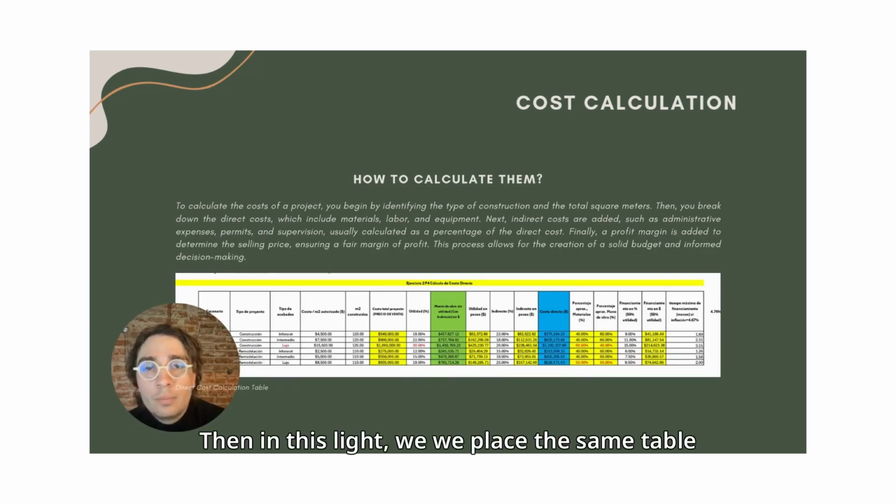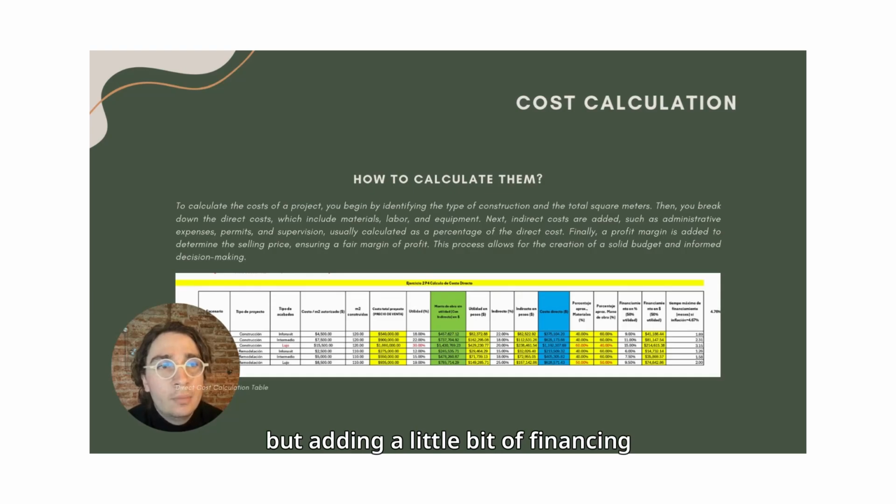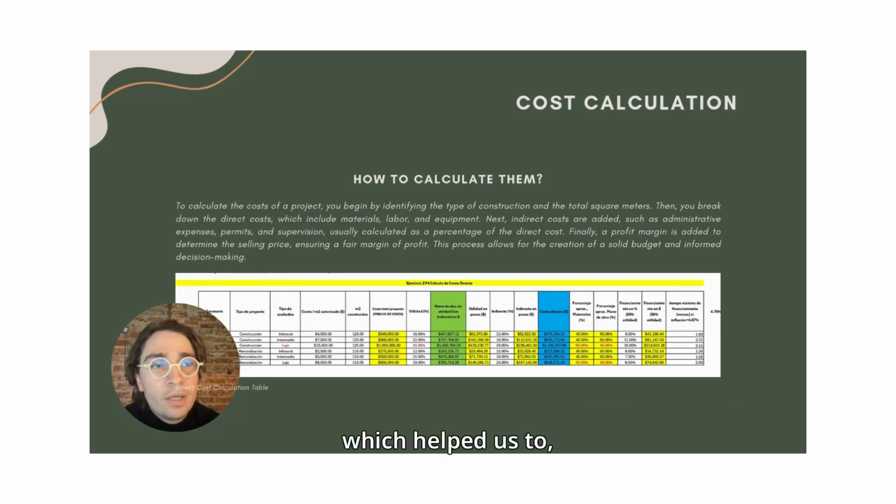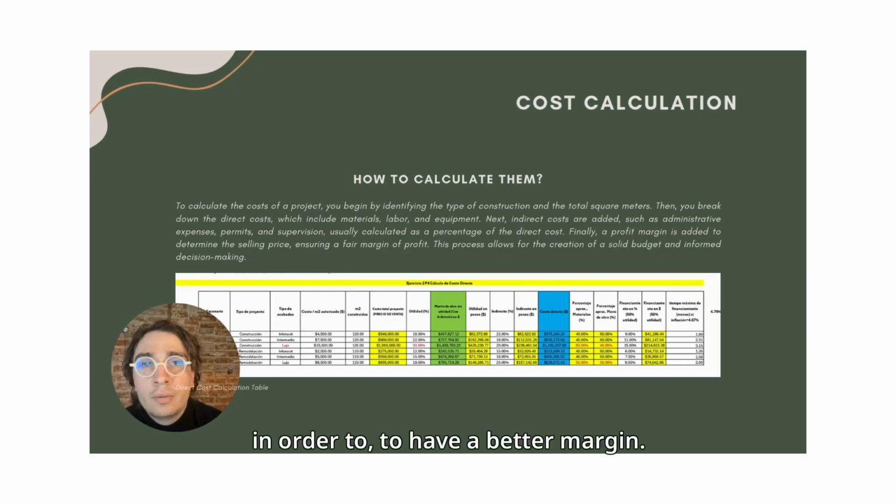Then in this slide we place the same table but adding a little bit of financing as well as the months tied with the inflation monthly. In this case, we have 4.6, which helped us to review if it's valid with the percentages we have in order to have a better margin.